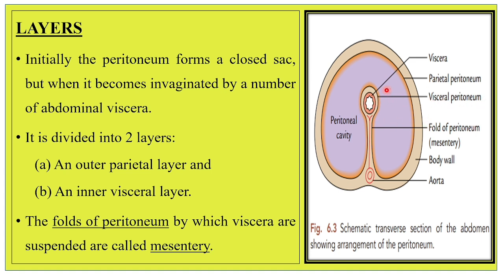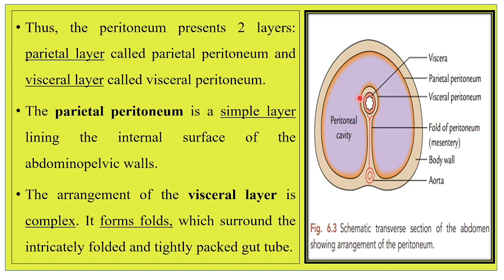The viscera will be present, and in between the parietal peritoneum and the visceral peritoneum there is a space known as the peritoneal cavity, in which peritoneal fluid will be present. That will be helpful for lubricating and to avoid friction between the different organs present in the peritoneal cavity. Thus the peritoneum presents two layers: the outer layer, called the parietal peritoneum, and the inner layer, called the visceral peritoneum.